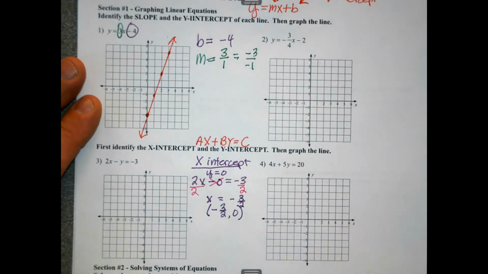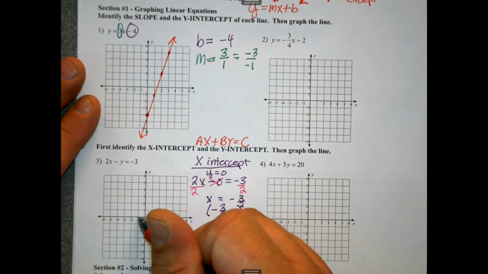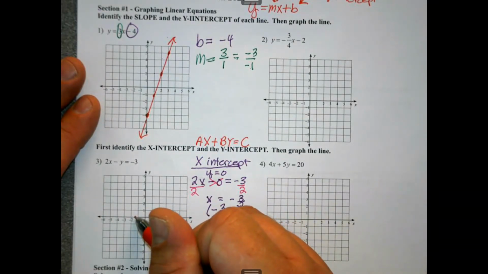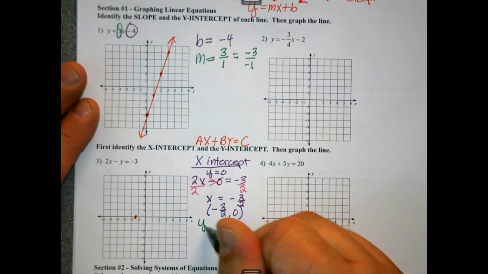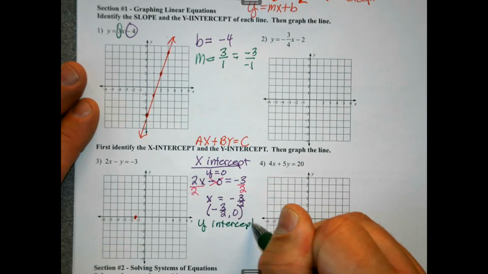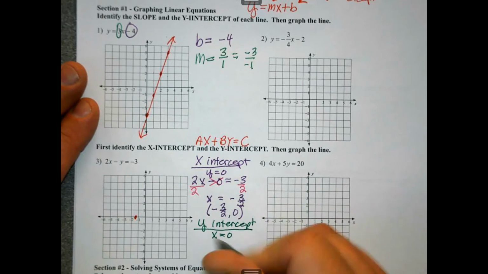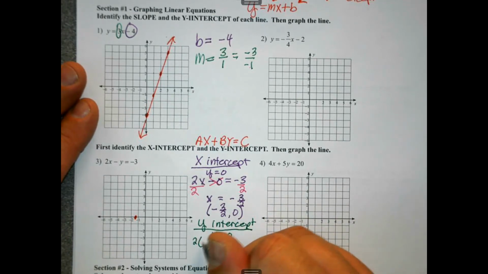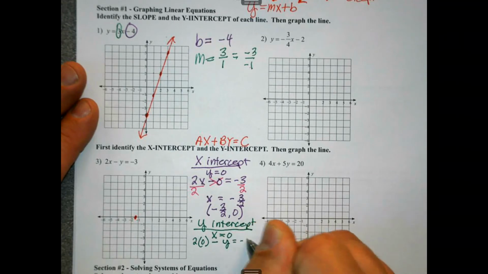So -3/2, which is -1.5, is right there. And then the y-intercept, I'm going to set x equal to 0. So I have 2 times 0 minus y equals negative 3.